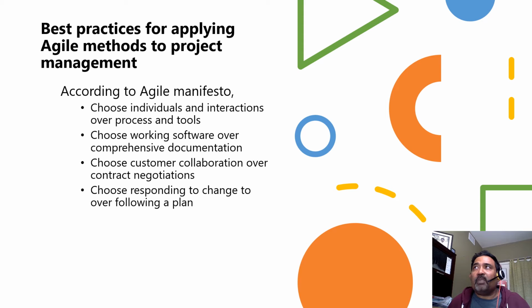Let me give you some best practices on applying the agile methods. What we call the Agile Manifesto. Between individuals and interactions and process and tools, we will choose individuals and interactions. Between working software and comprehensive documentation, Agile recommends choosing working software. Between customer collaboration and contract negotiations, choose customer collaboration. Between responding to change and sticking to following a plan, respond to change, pivot.